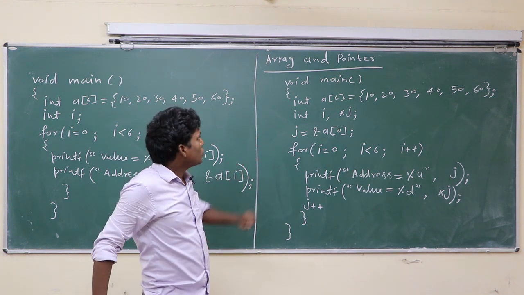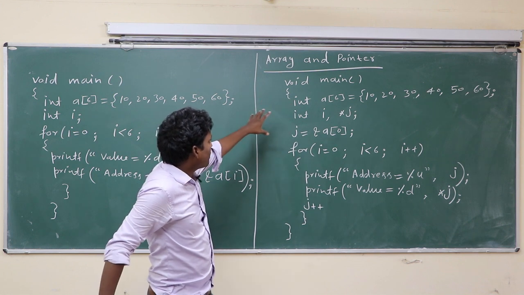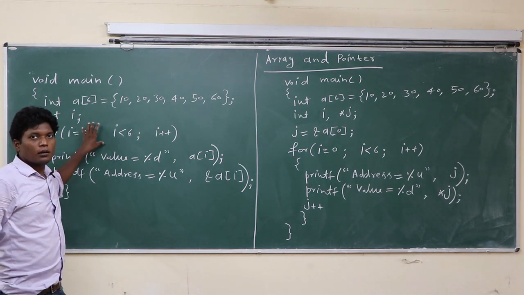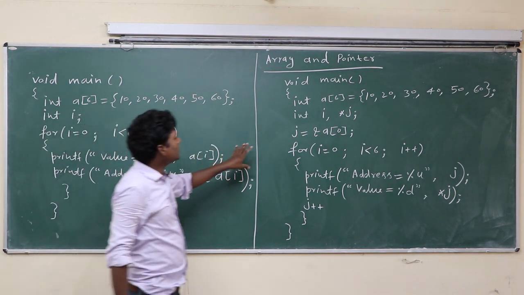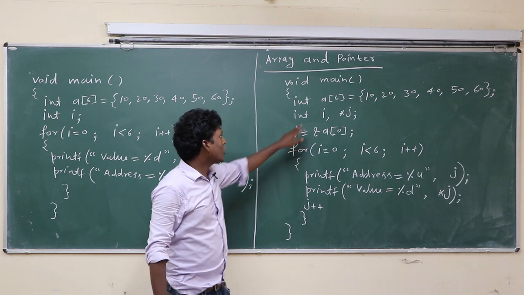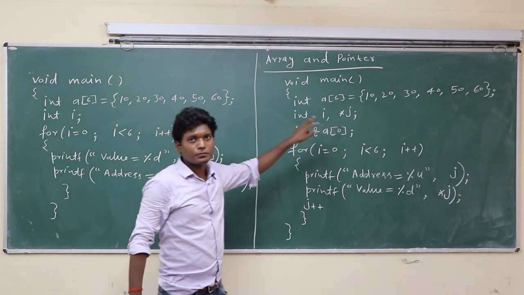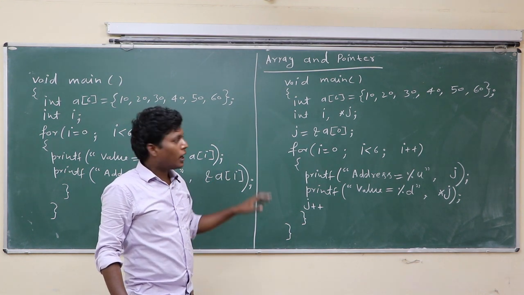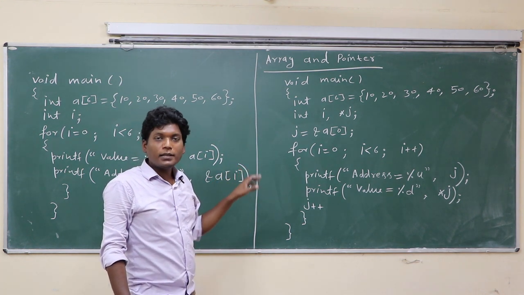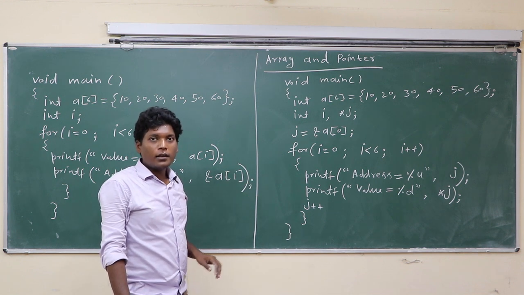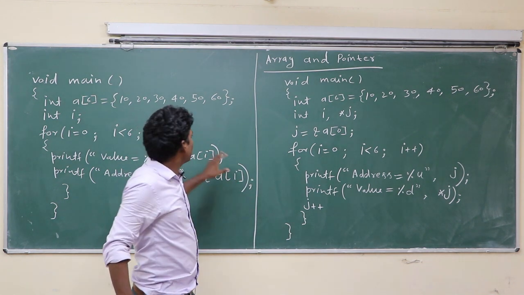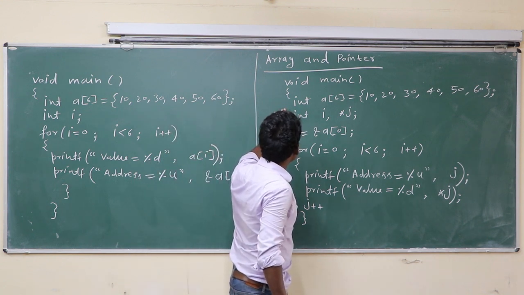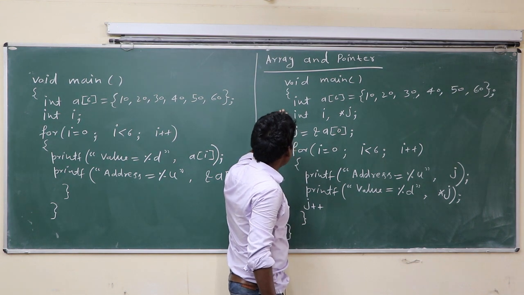Okay class, so this is the array and pointer concept here. In this program we do not use the pointer concept, but in this program we use the pointer concept. Okay class, the problem is the same in both programs. Write a program in C to print the elements of an array and their addresses. So this problem is written here, solved by the pointer.